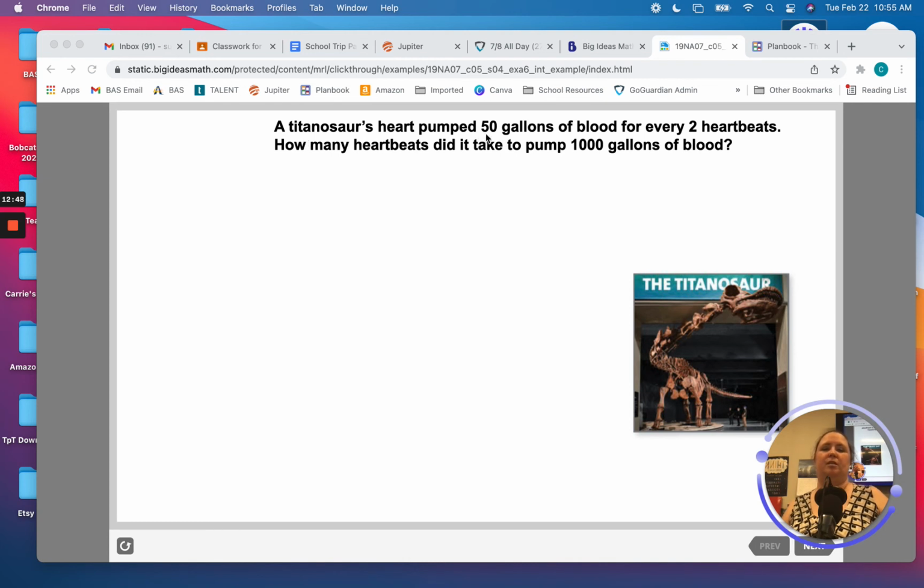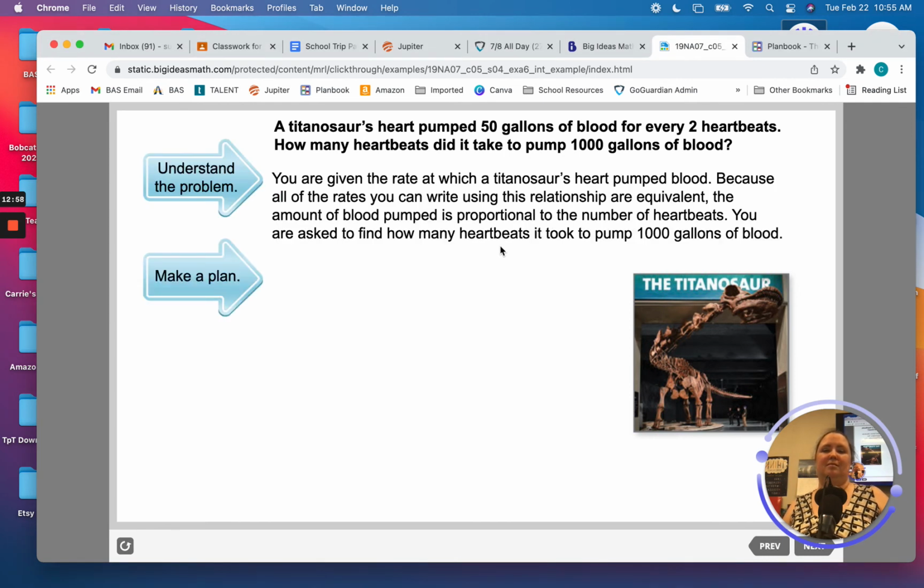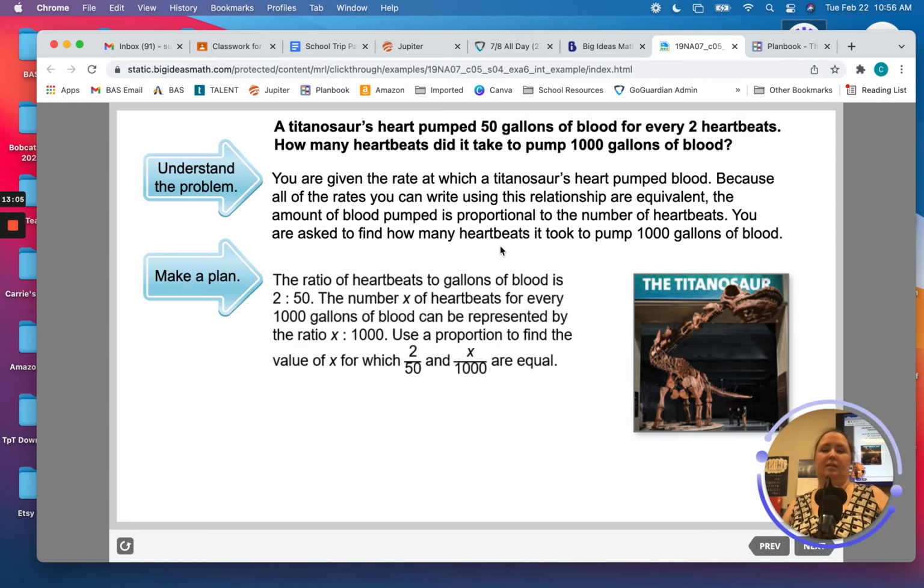Okay. So how fast was his heart pumping originally? 50 gallons every 2 heartbeats. So I'm going to put 50 to 2. Okay? So, or 2 to 50. Doesn't really matter. It'll work either way, guys. And then wherever the 50 is, if it's on the bottom, I put the 1,000 on the bottom because this is thousands of gallons. If you put it on top, it'll still work. So if I put 50 over 2, make sure you put 1,000 over x.